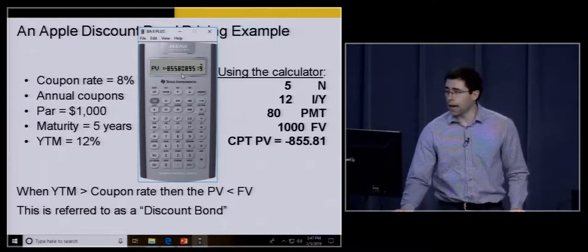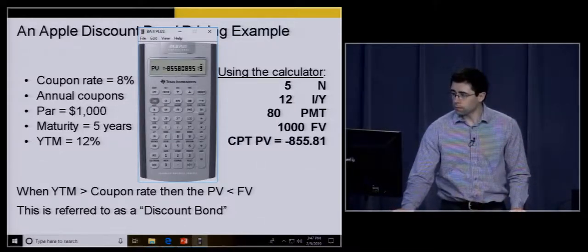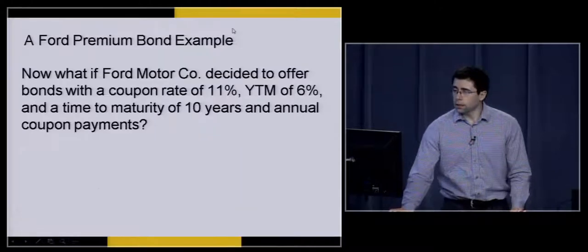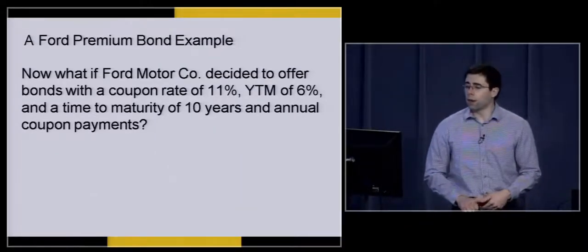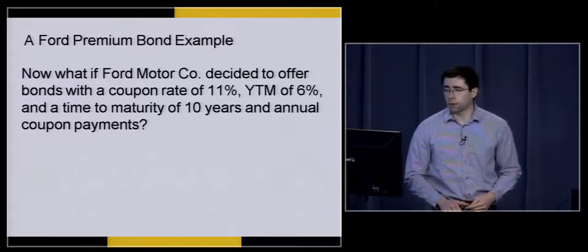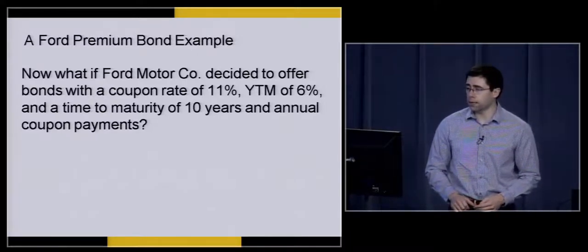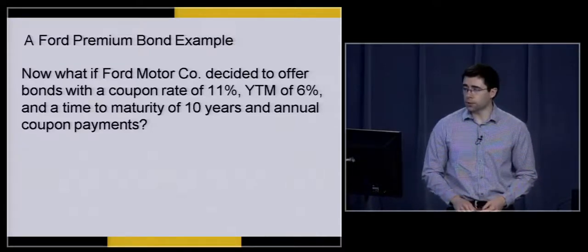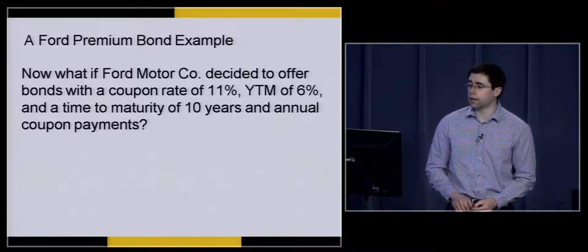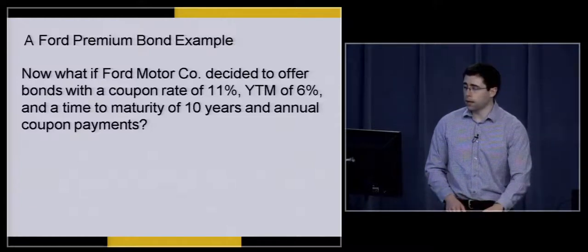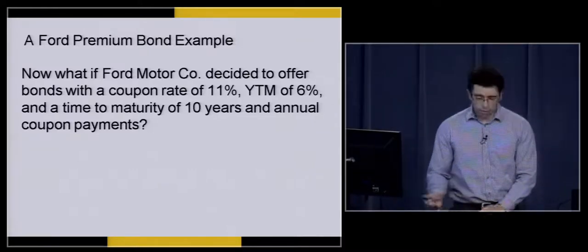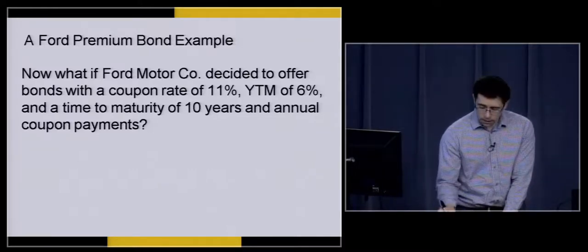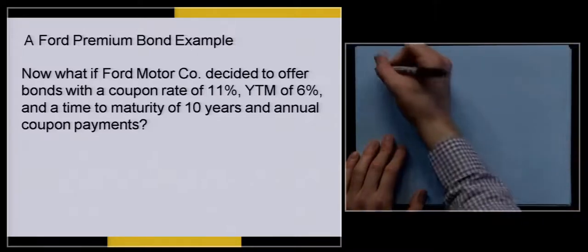Now, let's take a look at another example. Let's say, what if Ford Motor Company decided to offer bonds with a coupon rate of 11%, a yield to maturity of 6%, and a time to maturity of 10 years and annual coupon payments? What we're going to do is again calculate the present value of this bond. For the last time here, I'm going to draw it out on the timeline of cash flows.